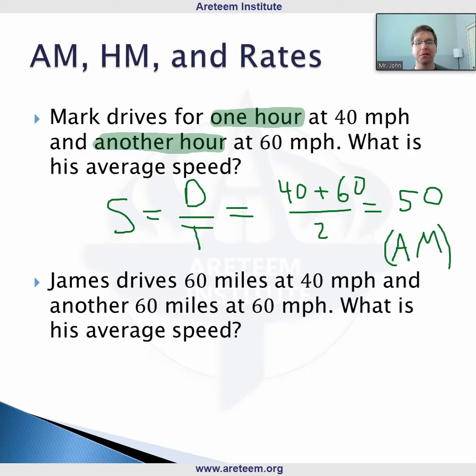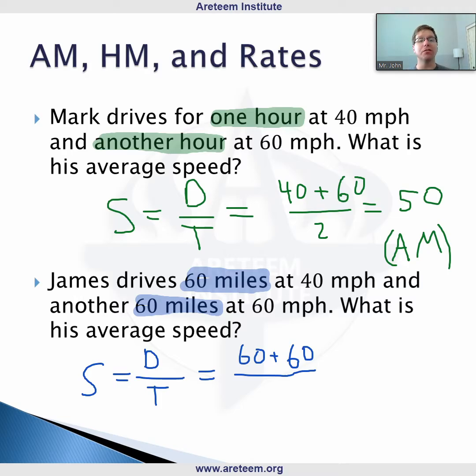Now let's look at a very similar problem, same numbers of course, except now James is driving 60 miles at 40 miles per hour and another 60 miles at 60 miles per hour. What is his average speed in this case? Let's use the same initial formula: we find the total distance divided by the total time. Here the total distance is 60 plus 60, so 120 miles. And just for illustrating the point, let's keep the denominator of the time unsimplified.